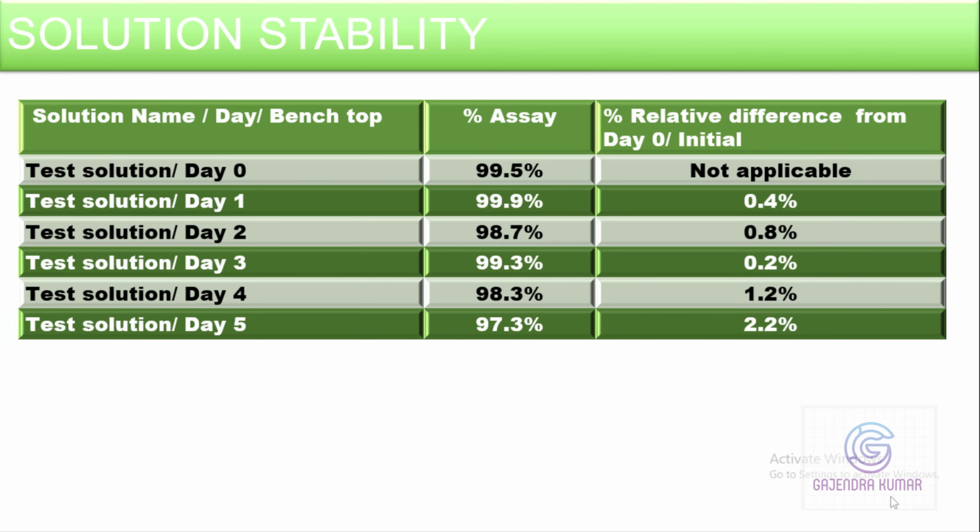Let us see one example of results. Here is a set of results generated for an assay HPLC method on different days up to 5 days. On day 0, the result is 99.5. On day 1, 99.9, and the percentage relative difference from initial is 0.4. On day 2, it is 98.7, the difference is 0.8. On day 3, 99.3, the percentage relative difference is 0.2. On day 4, it is 98.3 and the difference is 1.2. On day 5, it's 97.3. The relative difference is 2.2.